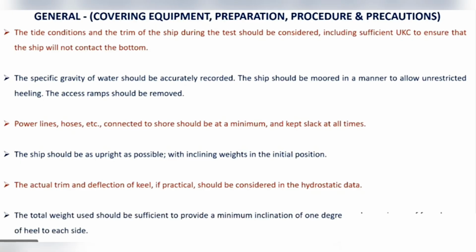The total weight used to incline the ship should be sufficient to provide a minimum inclination of 1 degree and a maximum inclination of 4 degrees. That means the weights which you will shift should not just cause about a quarter of a degree of list and then you start performing. No, the code says there should be sufficient inclination between 1 degree to 4 degrees.